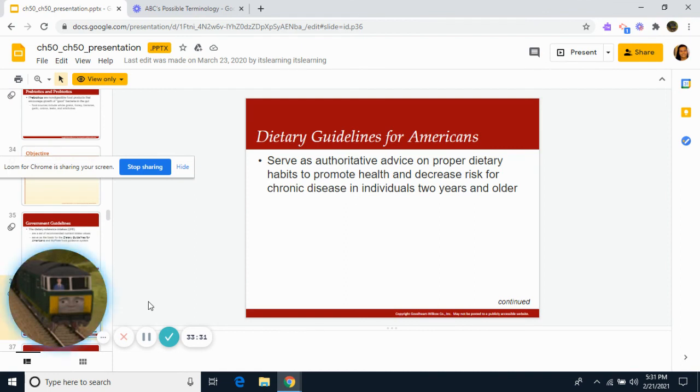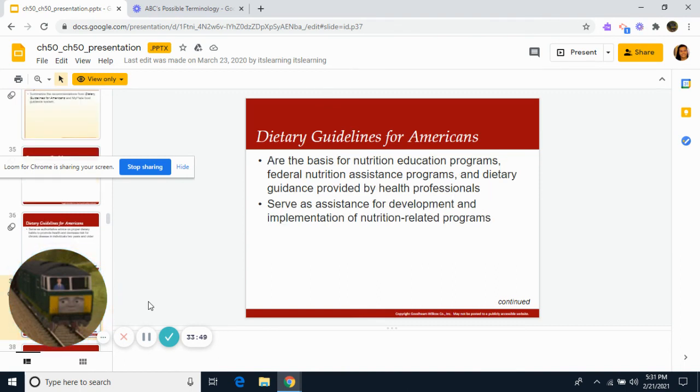Dietary Guidelines for Americans serve as authoritative advice on proper dietary habits to promote health and decrease risk for chronic disease in individuals 2 years or older. They are the basis of nutrient education programs, federal nutrition assistance programs, and dietary guidance provided by health professionals, for development and implementation of nutrition-related programs.